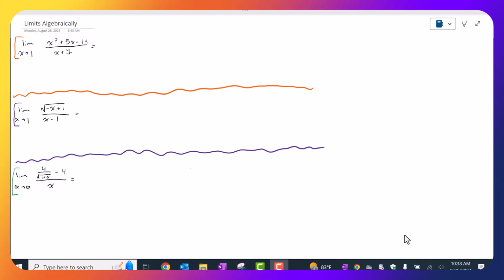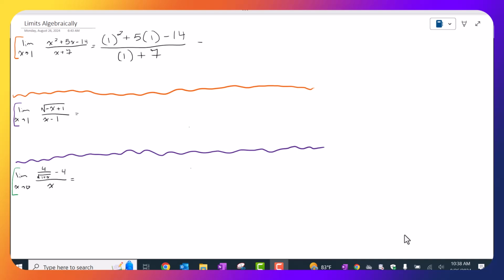All right, looking at the example in orange, the first thing I want to try is evaluating this to see if it works out, because if it works out, then I don't need to do anything else, and we end up with nice numbers, and everything turns out pretty. So since I'm evaluating, I can drop the limit. And I'm substituting in 1. That's what my x value is approaching.